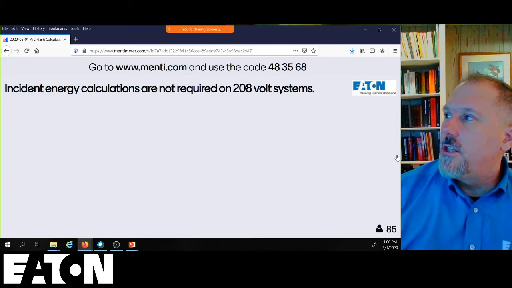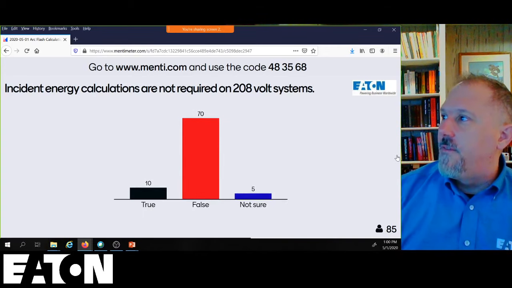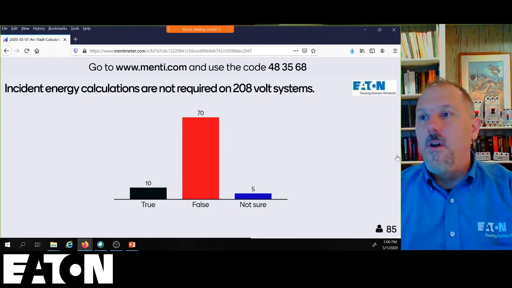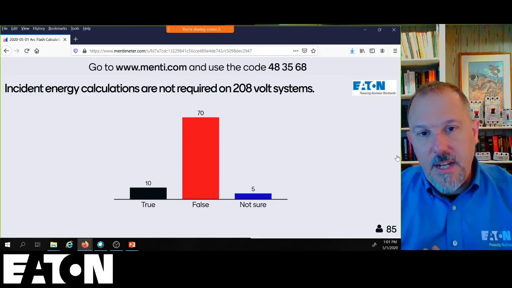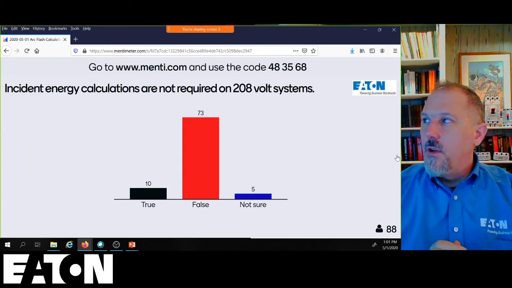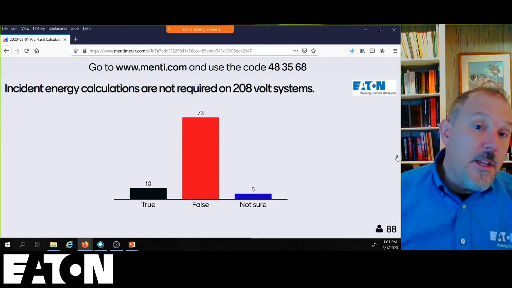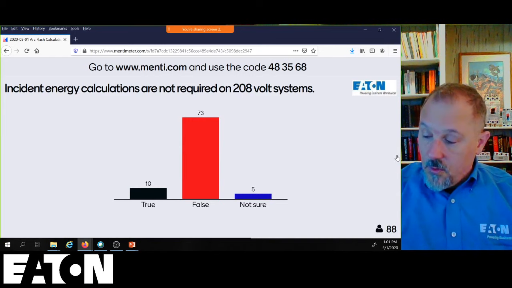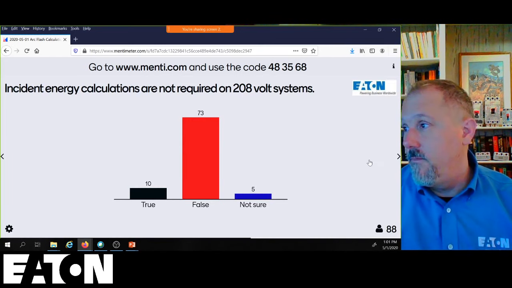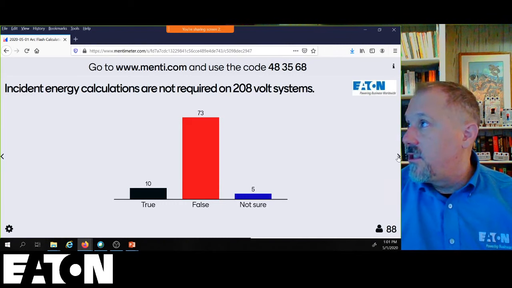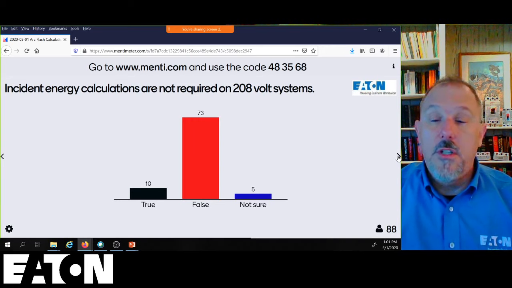Incident energy calculations are not required on 208 volt systems. Okay, everybody's got this, this is good. That is a false statement. In fact, IEEE 1584, the boundaries go down that low in voltage. So that is definitely a false statement. For the 10 of you who said true and didn't put yourself in the not sure bucket, hopefully you learned something today. You do have to calculate incident energy down to 208. There's nothing that says that you shall not do that.